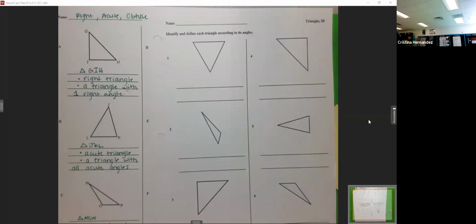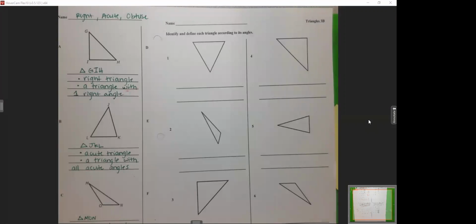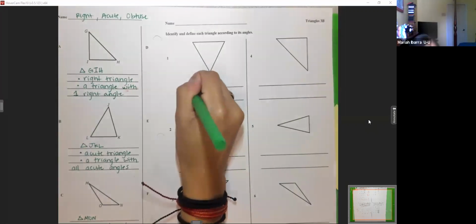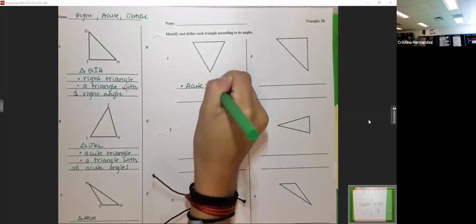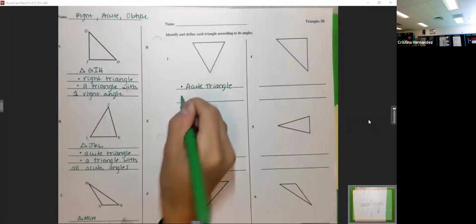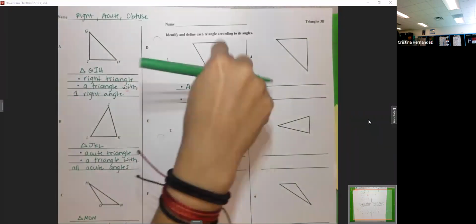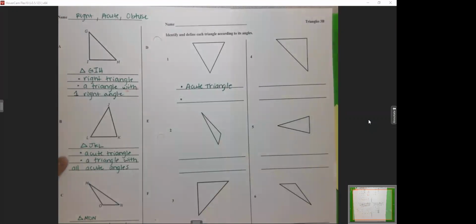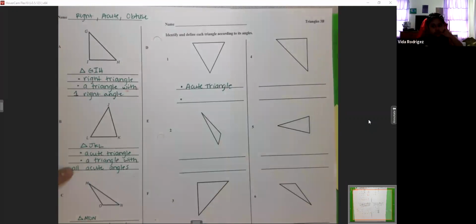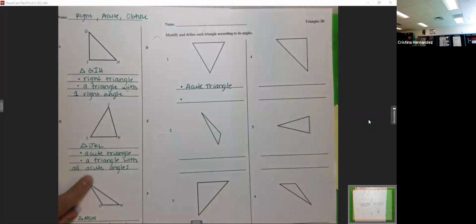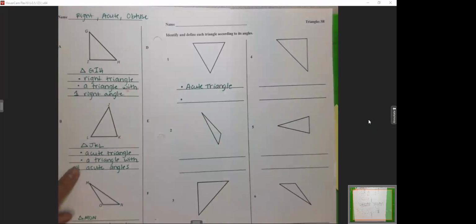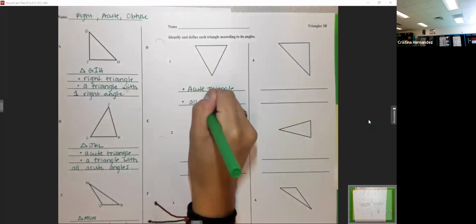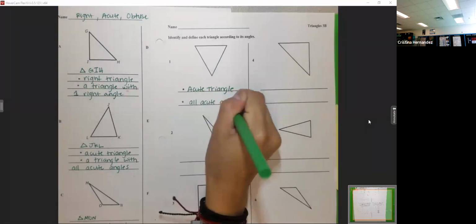What type of triangle is the first one? It's acute. Cute. Baby triangle. And what type of angles does an acute triangle have? All of them. What type are they? Use this paper we just did. Triangle with all acute angles. They're not right. Right here. With all acute angles.